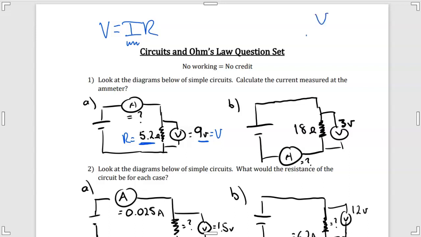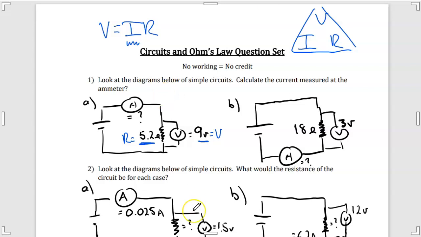Again, you can draw it as one of these little triangles. V is equal to IR. So if you want current, you just put your finger over the I. That tells you it's voltage divided by resistance. So it's just going to be 9 volts divided by 5.2. Easy. It'll be the same for this guy over here.